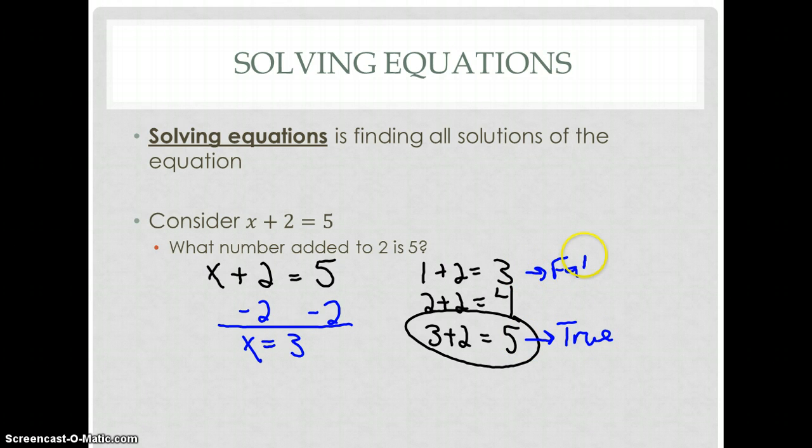False. Doesn't work. Okay? And again, we can typically assume for the most part, there'll be a couple special cases where it's not true, that there is one solution for an equation.